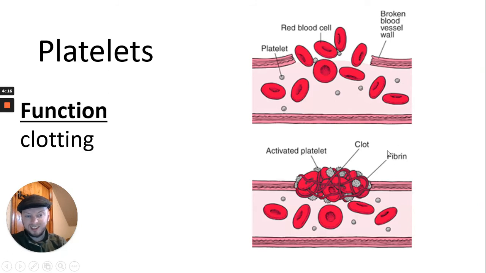There's also a protein in here which you don't really need to know about. It's kind of cool. It's called fibrin. That helps to keep that blood clot together. And that blocks the blood vessel and stops you from losing blood. So platelets, the function is in blood clotting.